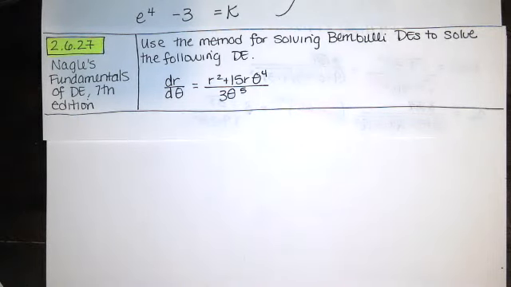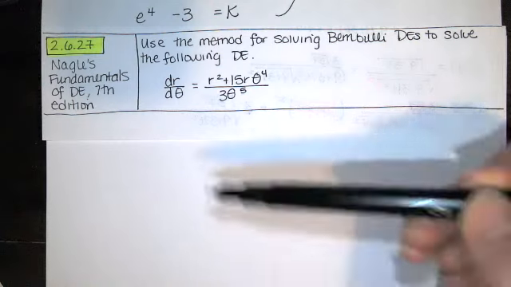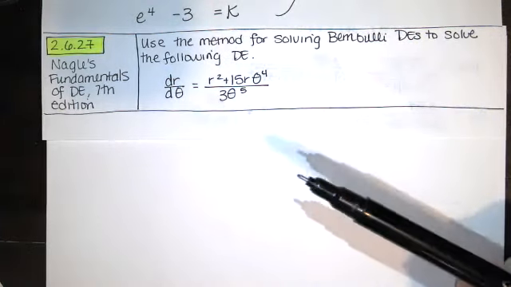In this video, we solve problem 2.6.27 from Nagle's Fundamentals of Differential Equations, 7th edition. We're asked to use the method for solving Bernoulli differential equations to solve the following differential equation. We have r as a function of theta, and dr/dθ is equal to this quotient.